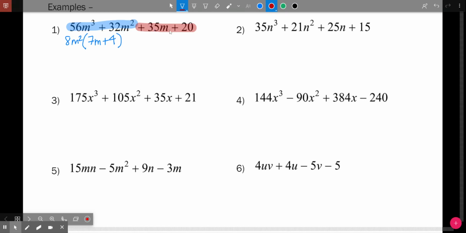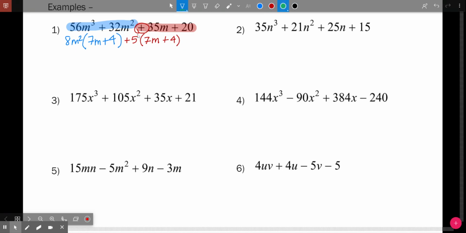So between 35 and 20, I have a 5 in common. You always carry the sign in the middle with you. So now I'm going to divide each of these terms by 5. 35 divided by 5 is 7. There's nothing to divide the m, so I drag it along with me. And 20 divided by 5 is 4.